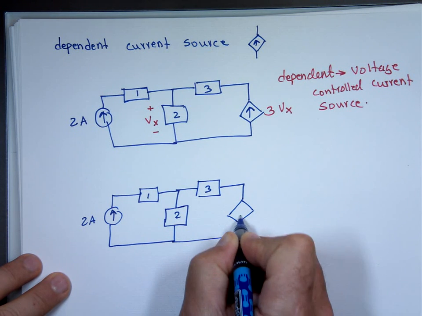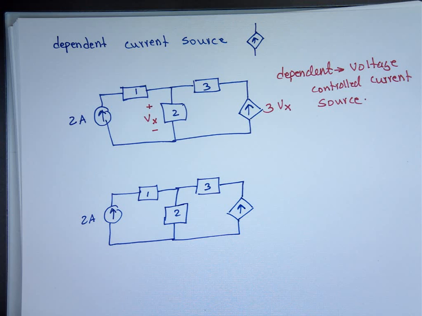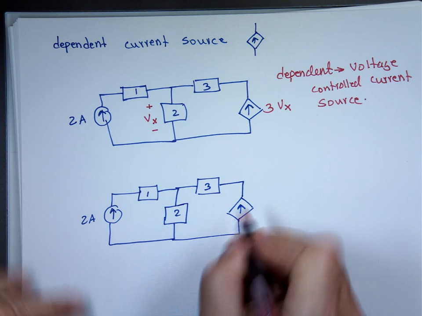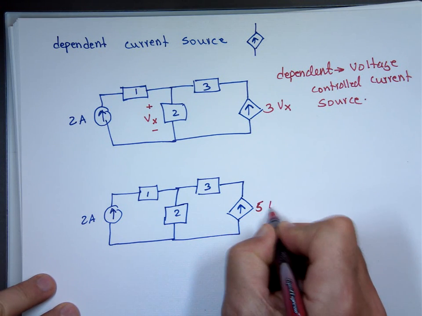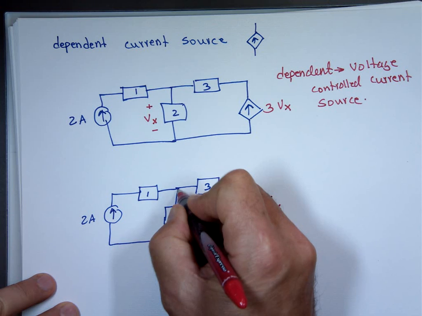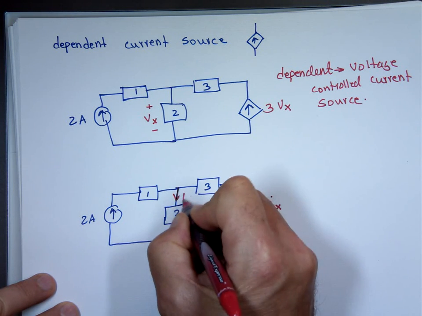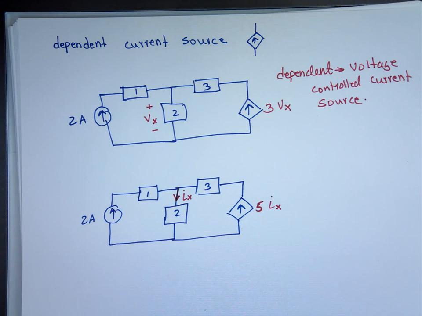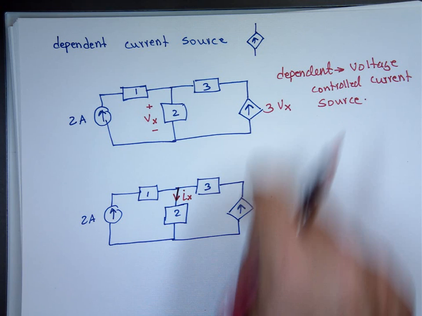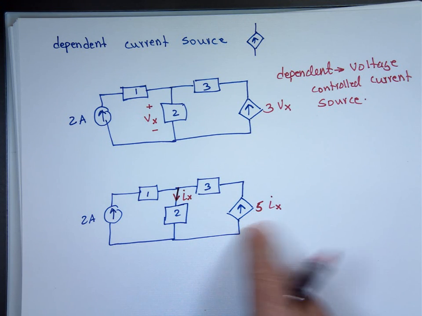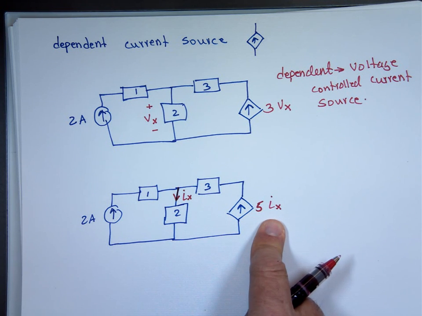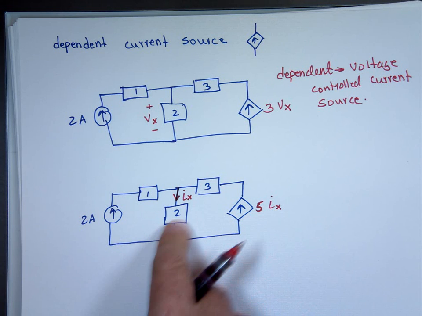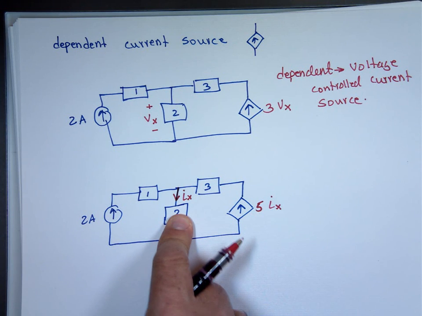I might have a current source like this, and the value of this current source might say 5 times the current I sub x. And I sub x, I might define as this current coming down. So this is also a dependent current source. But now the value of this depends on what? On the current through this one. So that's a current-controlled current source.